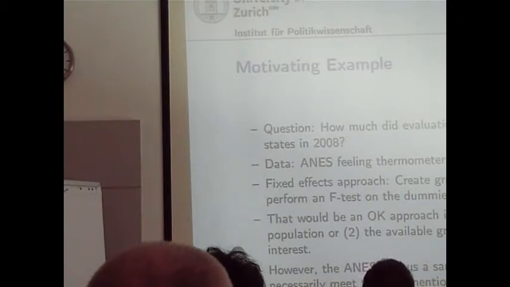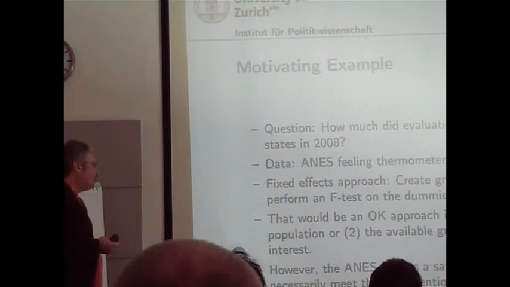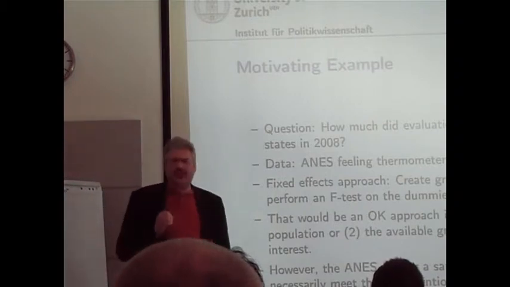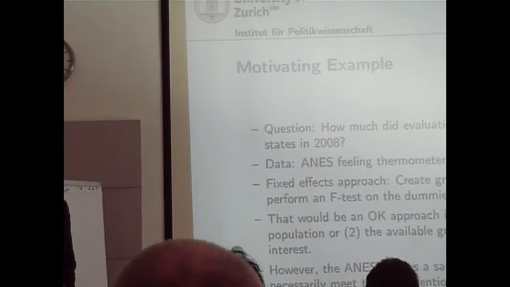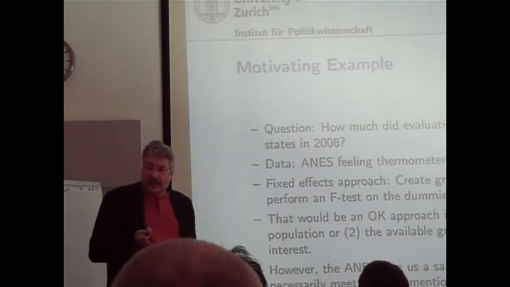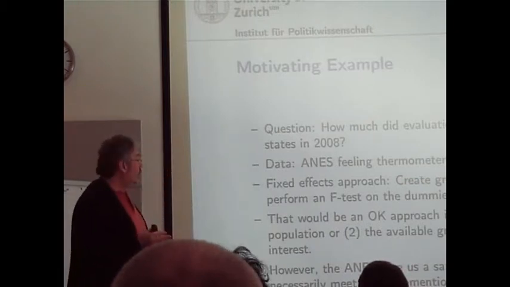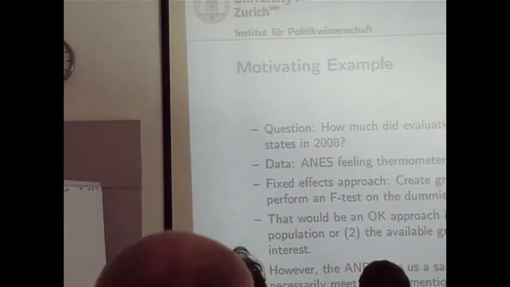There is something better that you can do. The problem here is that if we really exhaust the population, so if we are in a position to control for each and every one of the 50 states, then this would be perfectly fine. Or if the states that we have in our data set are the only ones that we find theoretically interesting, then we could also say effectively that is our population.